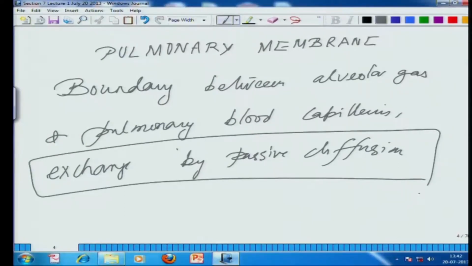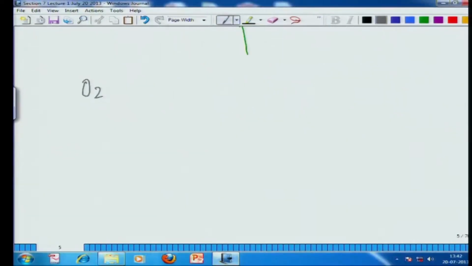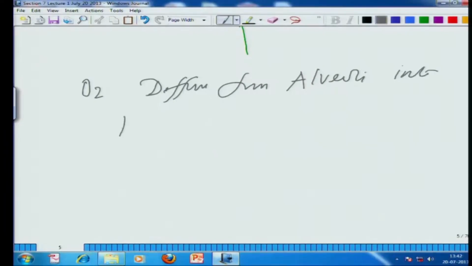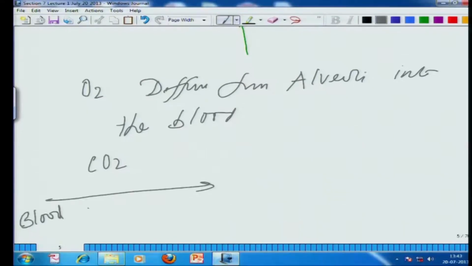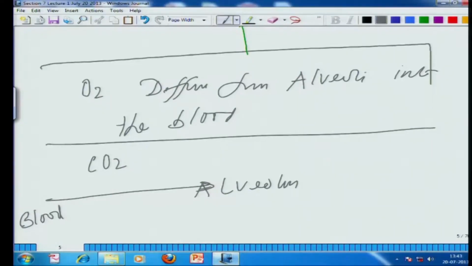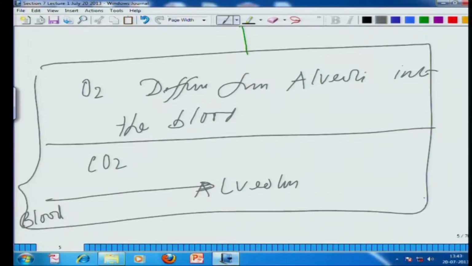So, what exactly happens is that at the pulmonary membrane, oxygen diffuses from the alveoli into the blood, step 1, whereas CO2 from the blood moves on to the alveolus. Though I haven't defined what an alveolus is and what its structure is. So, next I will define the structure.